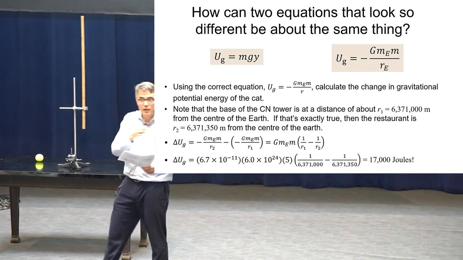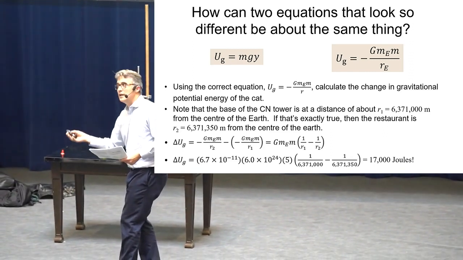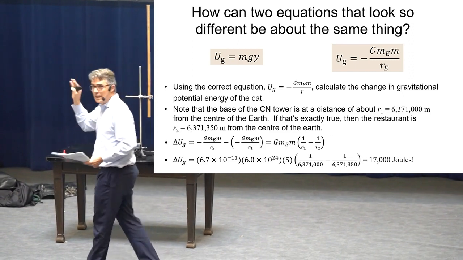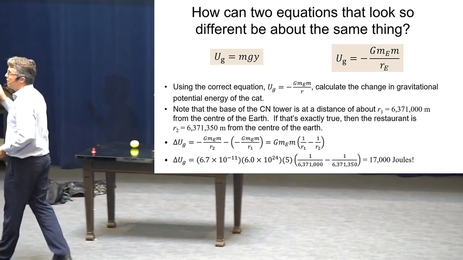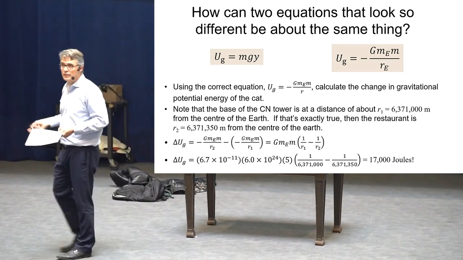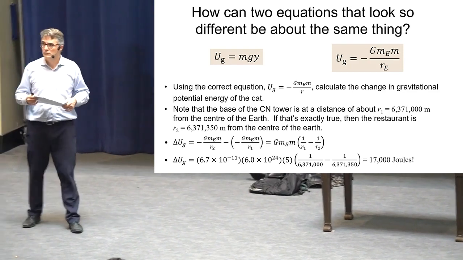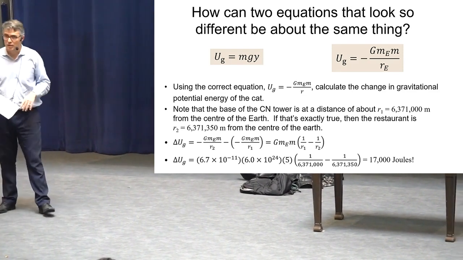And again, remember, it was like Amber and Bill with the rock. What matters is delta U, the change in potential energy. And it doesn't matter which equation you use. This equation is technically better because it's the true one, whereas mgy is an approximation. But you get the same answer for CN Tower-sized objects.